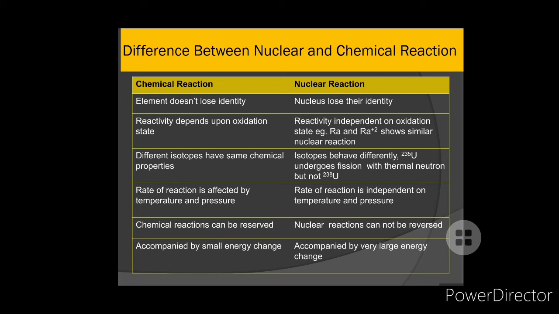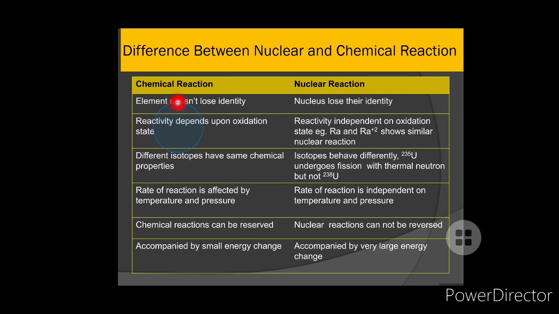The difference between nuclear and chemical reactions. In chemical reactions, elements don't lose their identity. Meaning when we observe a chemical reaction, the carbon atom of the reactant molecule remains as the carbon atom in the product molecule. Whereas in nuclear reactions, nuclei lose their identity.